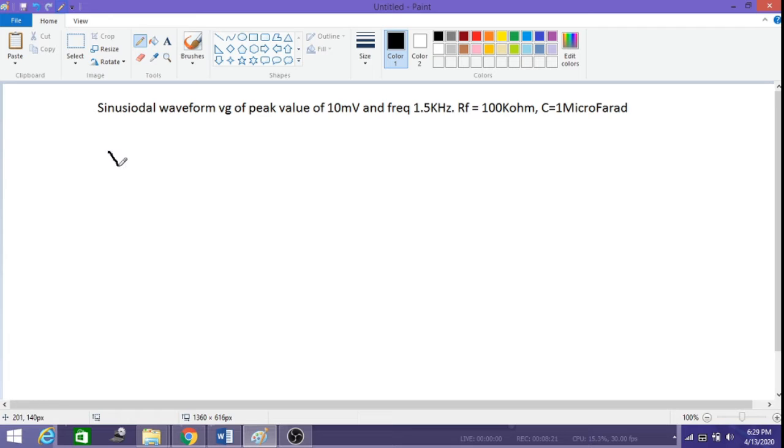Since it is a sinusoidal waveform, we know how to write this. It is always in terms of Am into sine of 2 pi ft. This is a general way of writing any sinusoidal waveform, where Am represents the magnitude or amplitude of the signal, and f represents the frequency. This can also be written as sine omega t. Omega represents the radians.